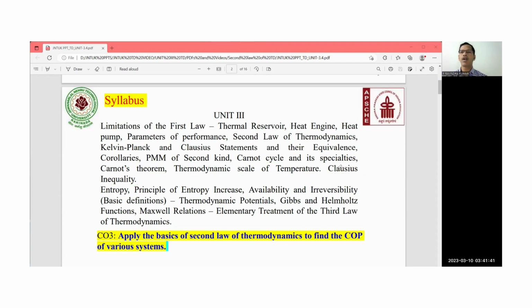The Clausius inequality discusses whether the cycle is reversible, irreversible, or impossible. Connected to this, we will solve some numerical problems.